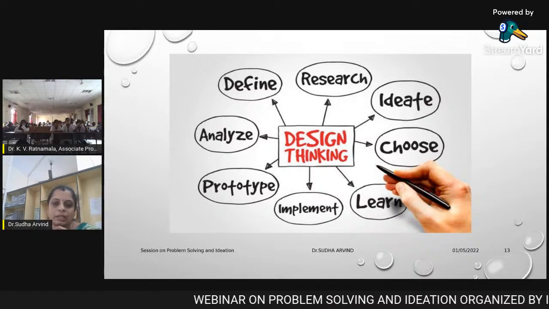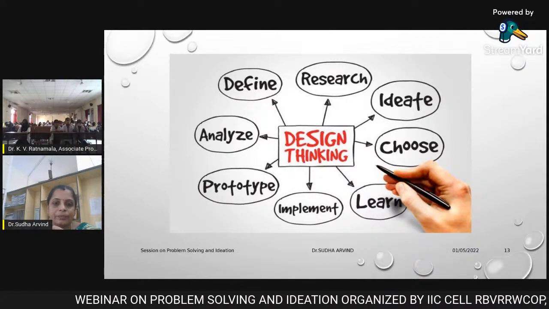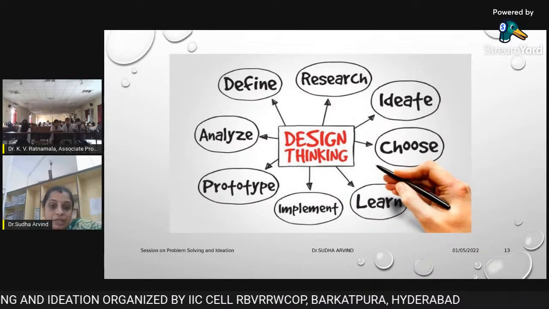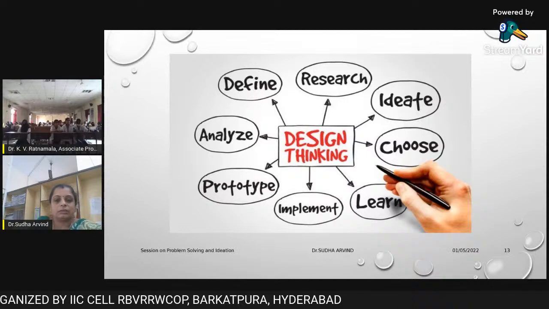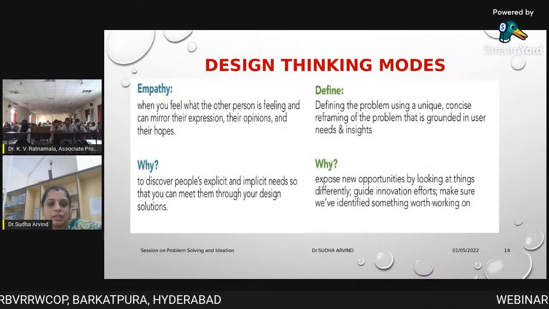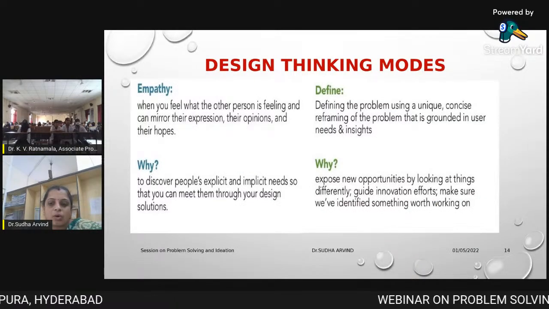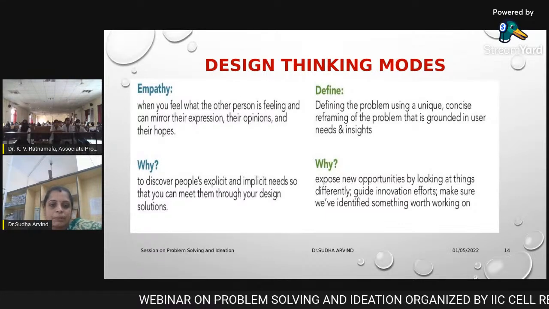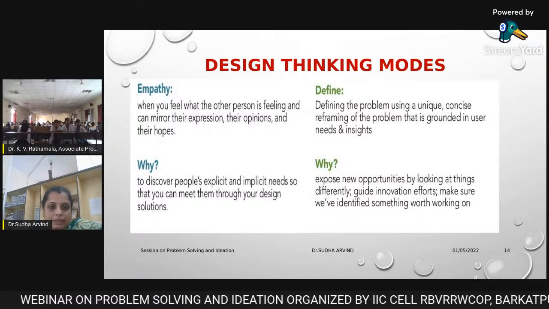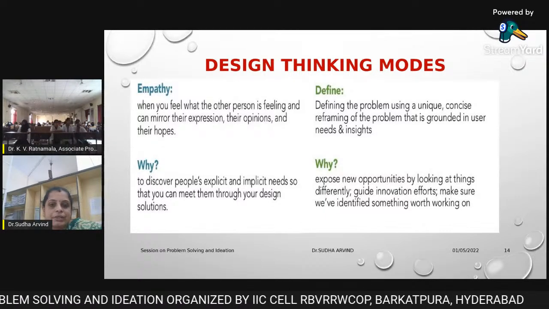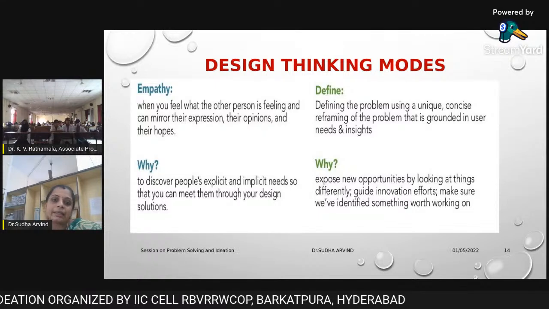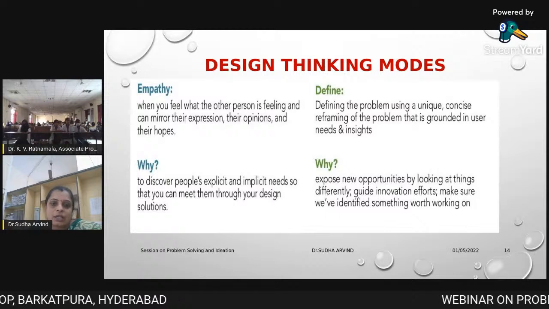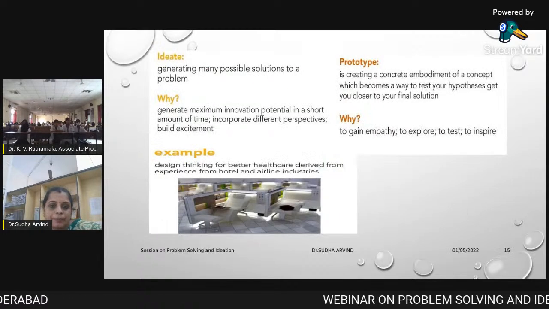So n number of products and ranges of products are there, but whatever the range of the product, the customer should get satisfied with those features. As we already discussed about empathy, when you go to a particular person, you enter into the mindset of those people. You should think like them, not like you. You should think about what actually they want, and come out with that.